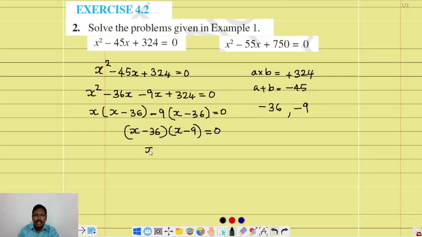That is x minus 36 is equal to 0 or x minus 9 equal to 0. So that is x is equal to 36 or x is equal to 9. So the values of x are 36 or 9.